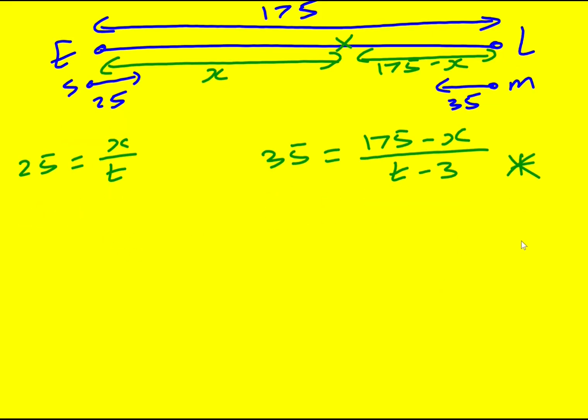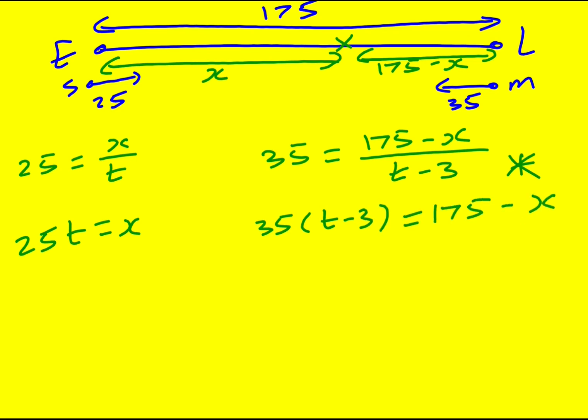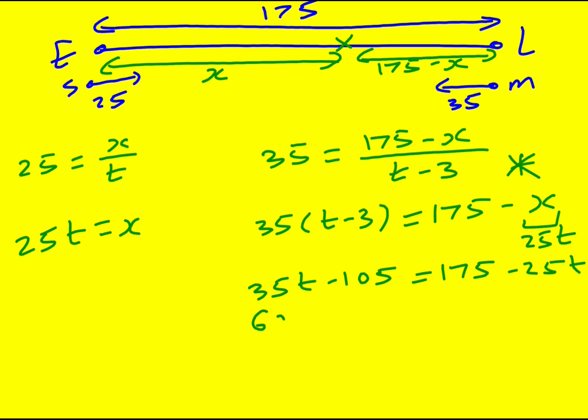We've got these two equations. We can again just rearrange them. So 25t is equal to x, and over here I've got 35(t minus 3) equals 175 minus x. Now I'm again just going to replace x by 25t. Okay, it's a good method in this case, substitution. So 35t minus 105 is equal to 175 minus 25t. That means 60t is going to equal 280. Yes, I get a slightly different equation this time because I'm finding a different time.